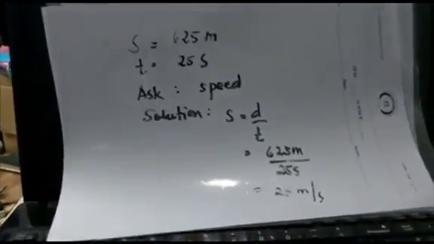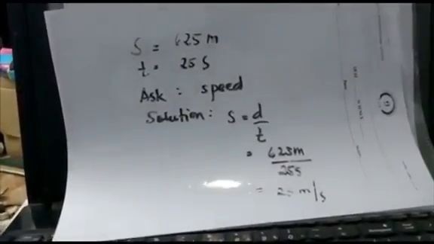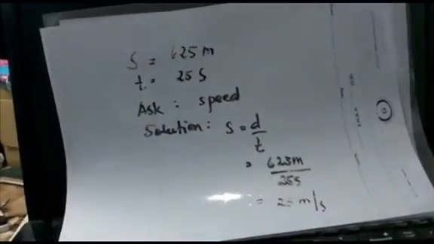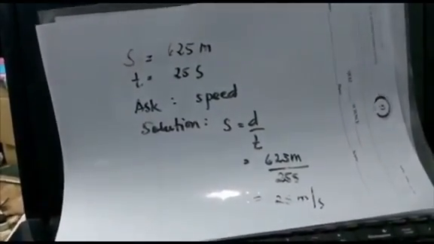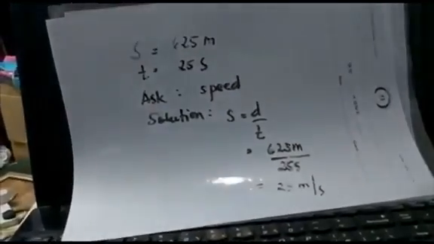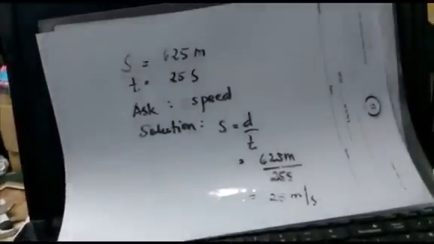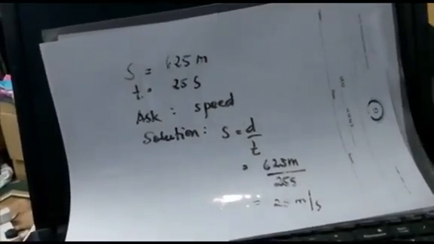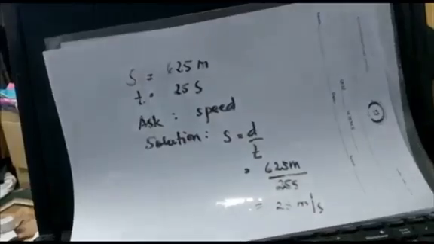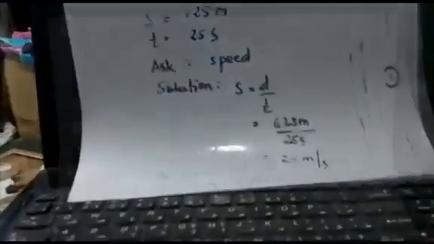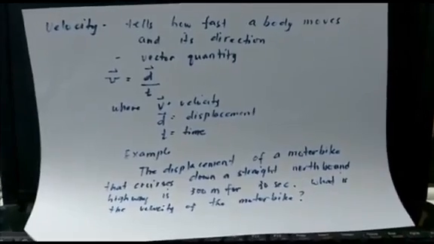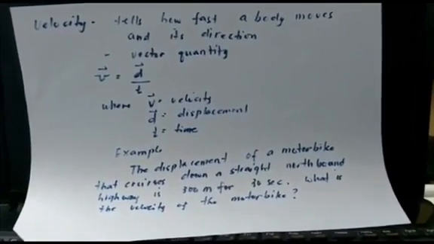So the solution will be speed equals distance over time for our formula. Substituting the values directly into the formula, you have distance, 625 meters, divided by 25 seconds, which is the time. Dividing 625 by 25, we get 25, and the unit will be the combined unit of meters per second.